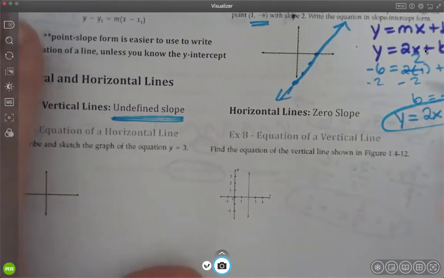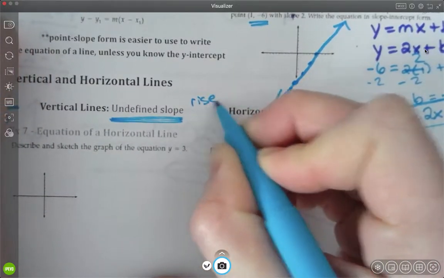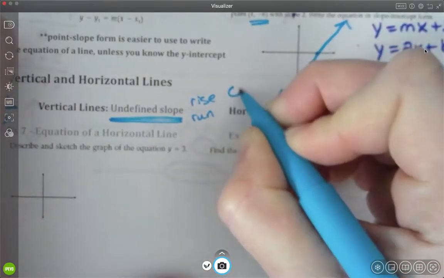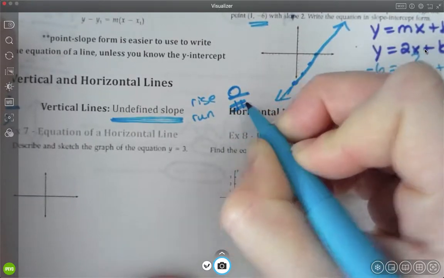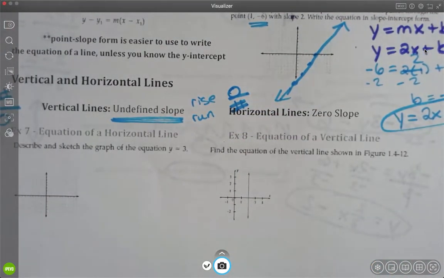Horizontal lines have 0 slope because their rise over their run, they're rising nothing, but they are running a certain number, right? For horizontal lines, they are not rising at all. They are just running along. So horizontal lines, that's where the 0 comes from. 0 over a number is just 0. A number over 0 is undefined, right? So that's how that works.